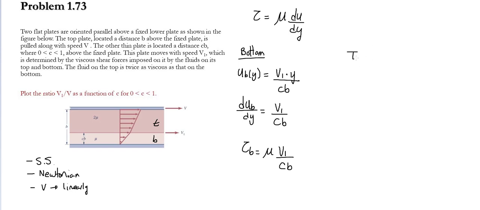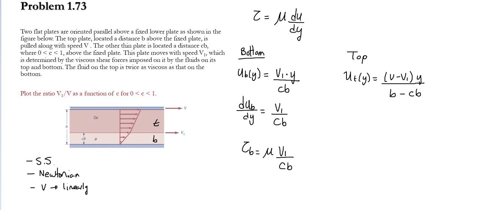So let's do the same procedure at the top. The first thing, we're going to describe the velocity at the top as a function of y. Notice that for this case, we have two velocities, so it goes from v1 to v. So it's v minus v1, once again times y, over the difference between the two distances, which is b minus cb. Once again, it's a linear relationship.